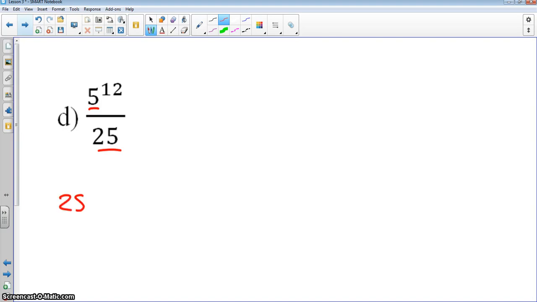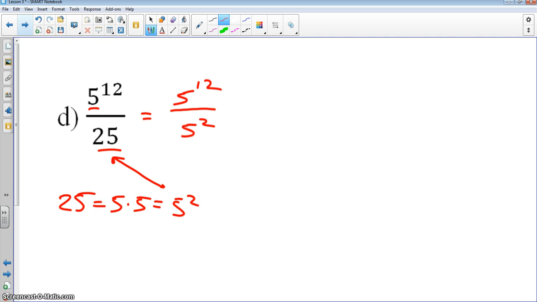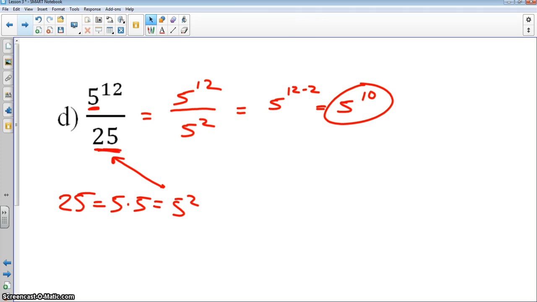Therefore, we know that 25 is really 5 times 5, and therefore that is really 5 squared. So we could change that 25 into 5 squared, and now it would look like 5 to the 12th divided by 5 squared. Now we have like bases, so we could subtract the exponents, 5 to the 12th minus 2, and you just get 5 to the 10th. There we go. So remember, if you do not have like bases, see if somehow you could transform one of these into an exponent so you do have like bases.